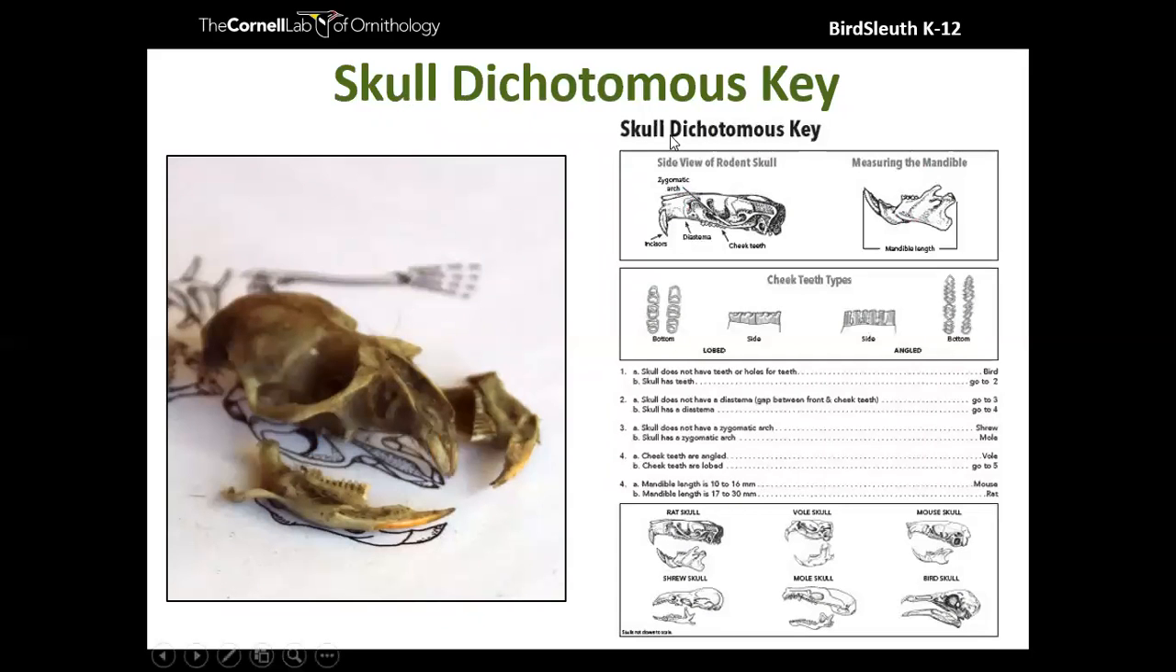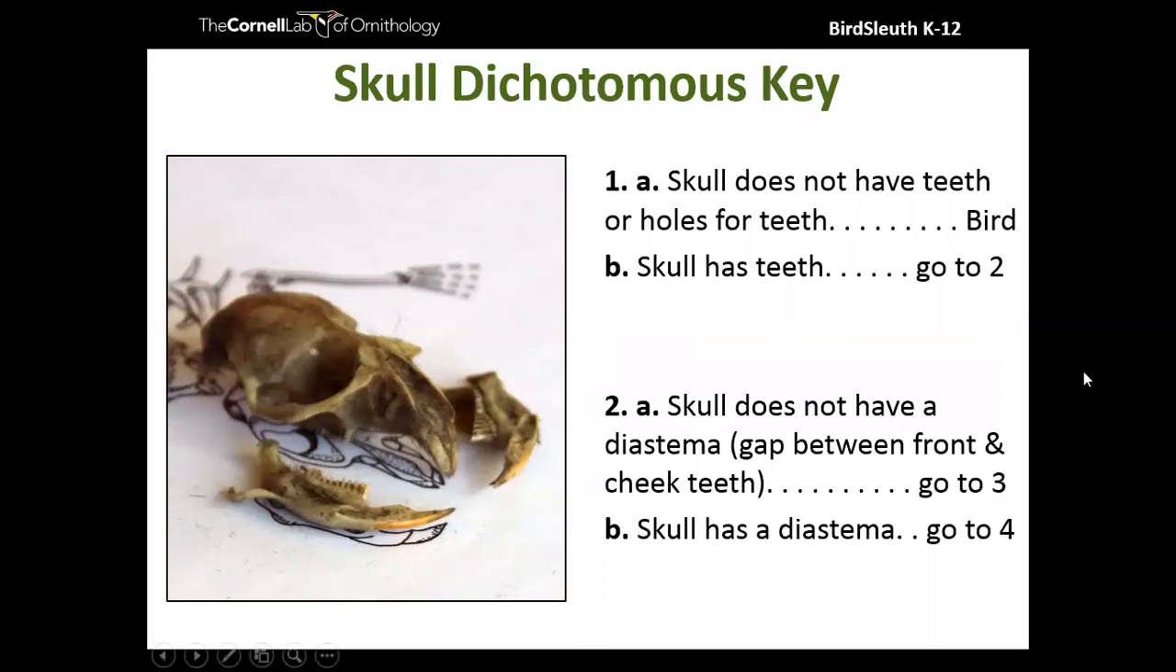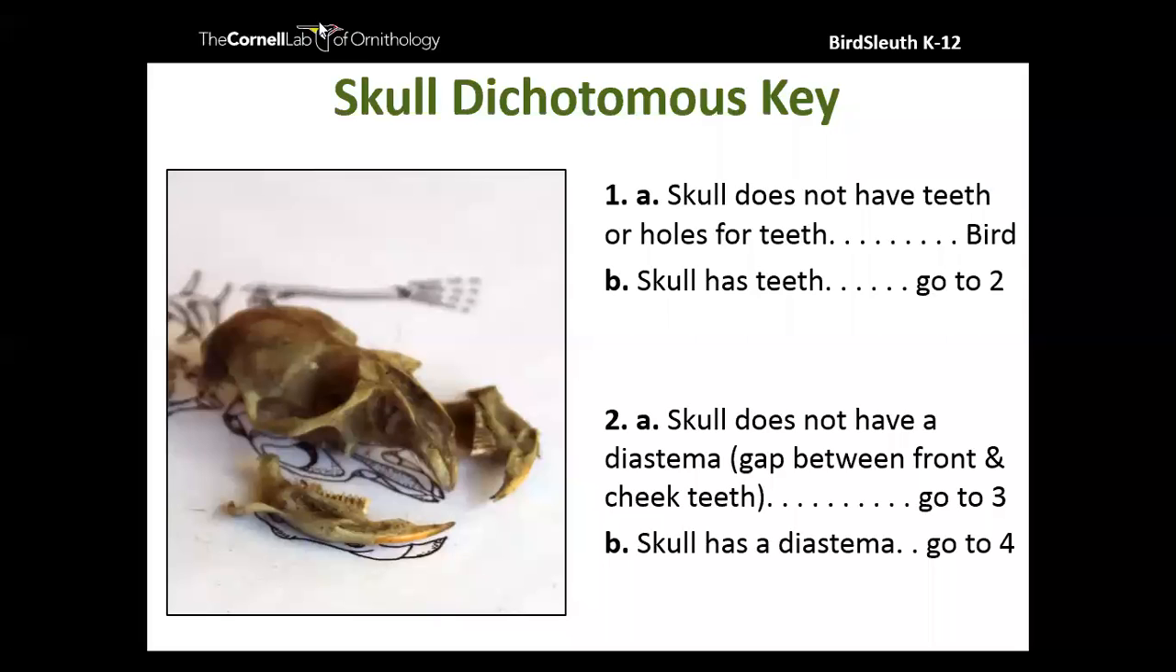Here's the full dichotomous key seen here on the right, and it's hard to read all those instructions, so I do want to start off with just the basics, and we'll go to just the first two options. Now, we have the skull, and I want you to use the skull on the left-hand side and go through the first stages of this dichotomous key. And I want you in the chat window to tell me what you've ended up with, either with a bird, go to three, or go to four. Okay, let's see what people are saying.